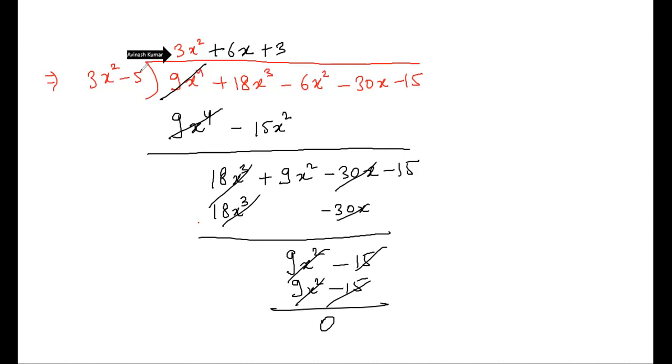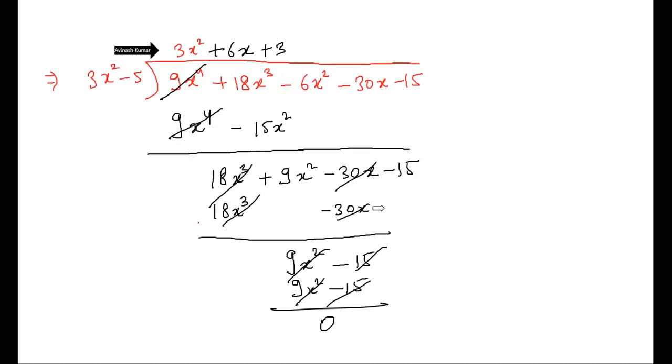x minus alpha and x minus beta, and that should be equal to what? That should be equal to this part, right? So 3x square plus 6x, no, that is plus 6x. 3x square plus 6x plus 3, right? Any problem till here? No, sir. So now let's work out.